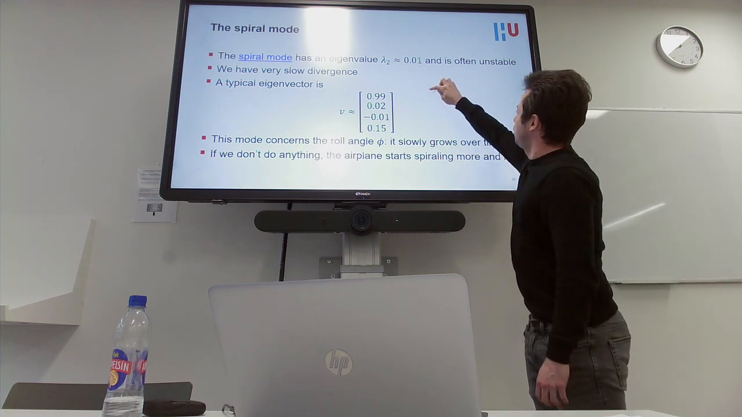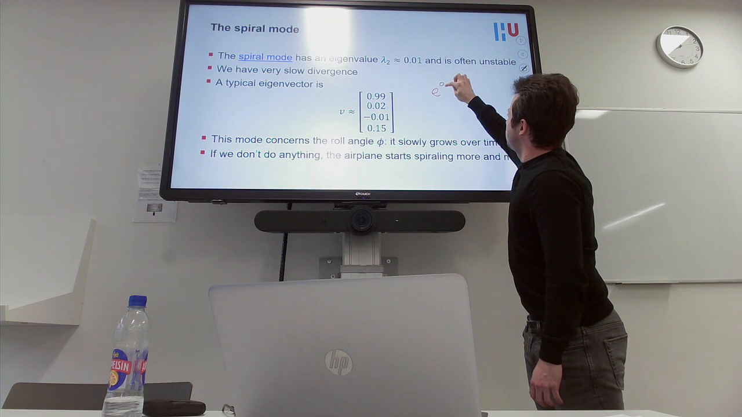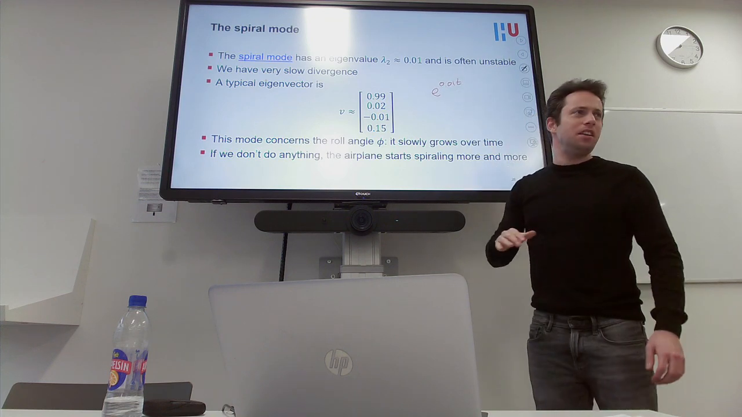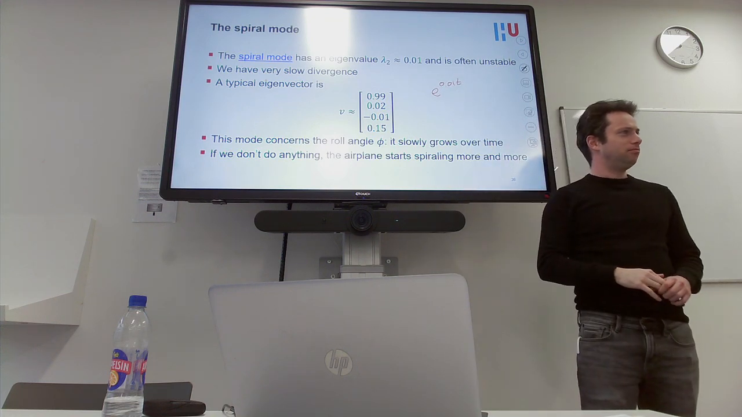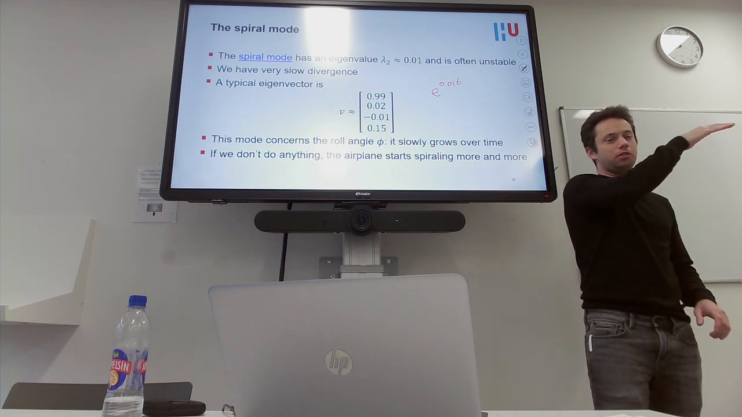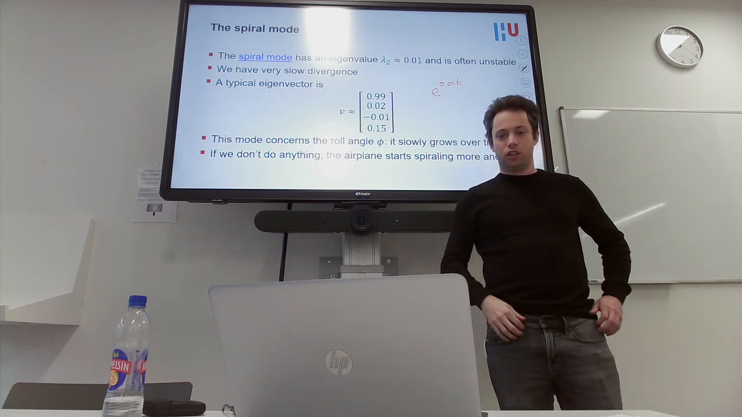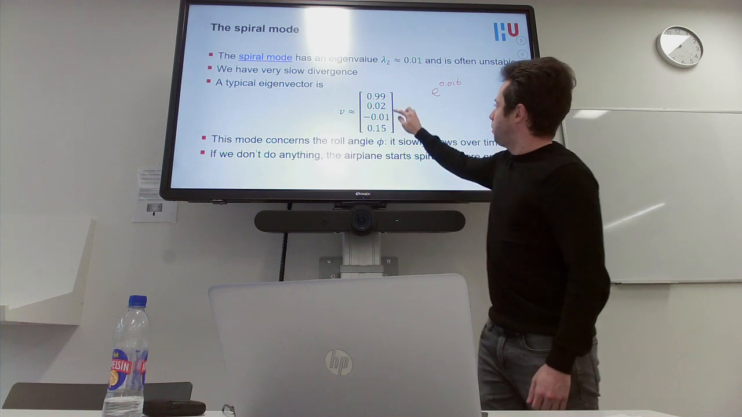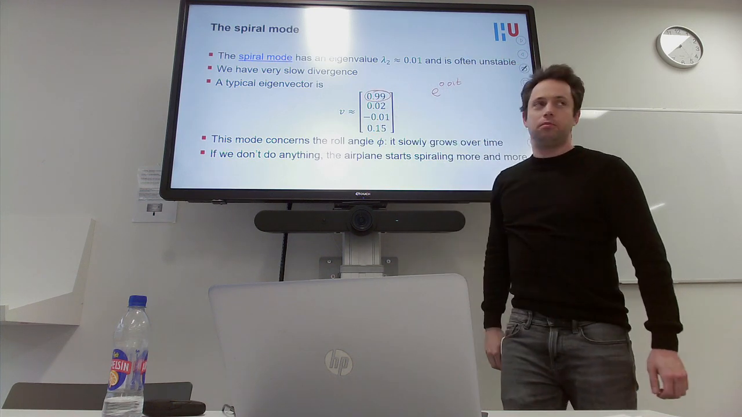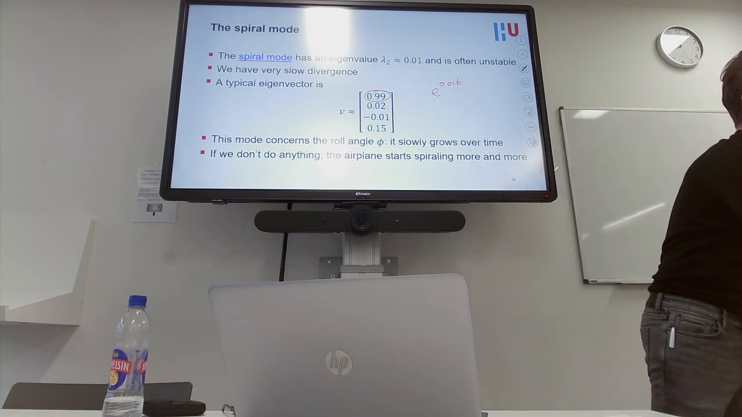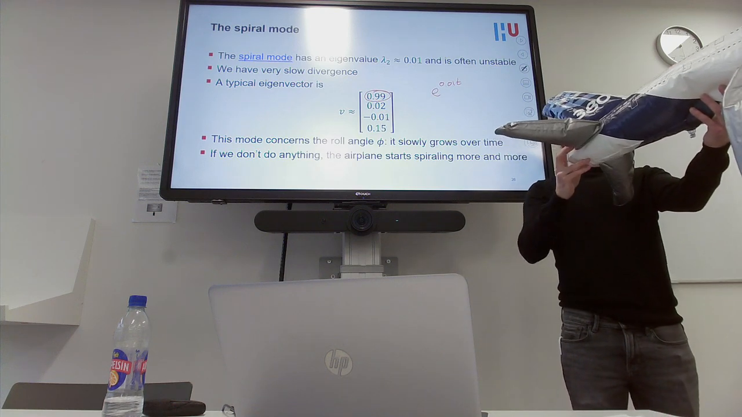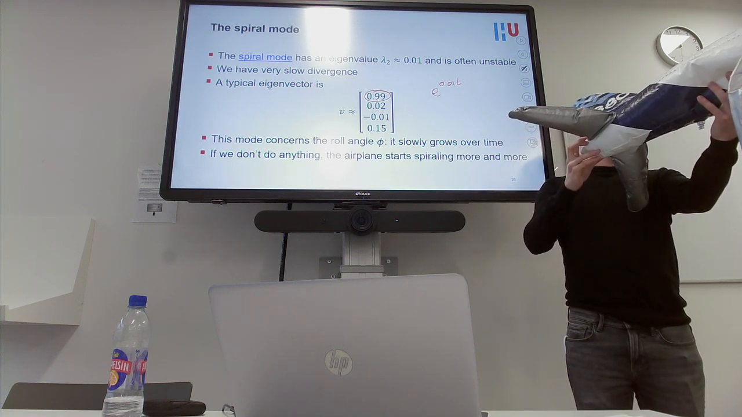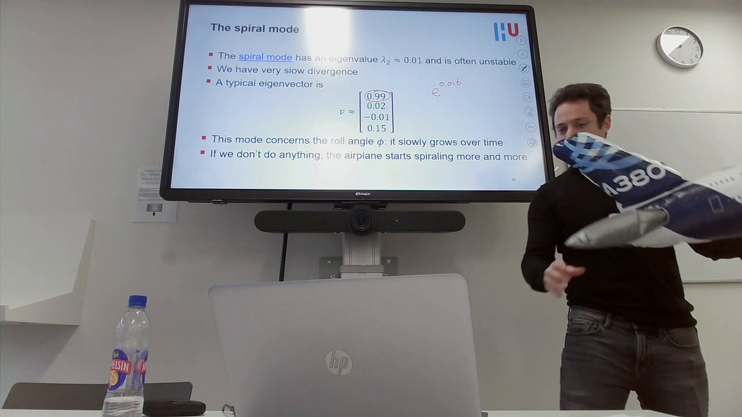I mean, if we have this function, e to the power 0.01t, it does grow, but does it grow quickly? It slowly grows over time. It has a very slow divergence, and it mainly resides in the roll angle. So what happens, apparently, if airplanes fly, is that very slowly the roll angle starts growing, growing, growing.